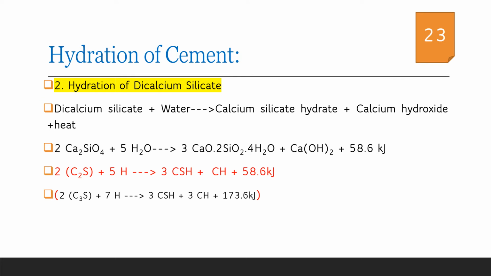Now let us discuss the reaction of dicalcium silicate with water. It produces calcium silicate hydrate as well as calcium hydroxide along with heat. Comparing the reaction of dicalcium silicate and tricalcium silicate, we can see that both C2S and C3S produce almost the same amount of CSH gel. That is, the strength contributed by both of them is similar. But the amount of calcium hydroxide produced is less in the case of dicalcium silicate, and also the heat of hydration is less in the case of dicalcium silicate.